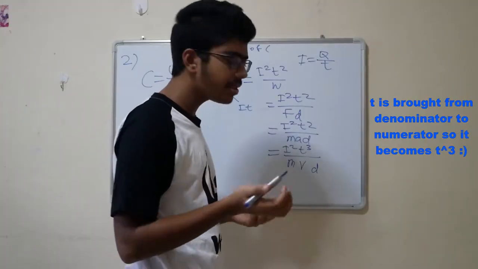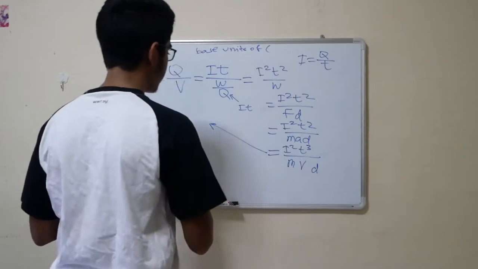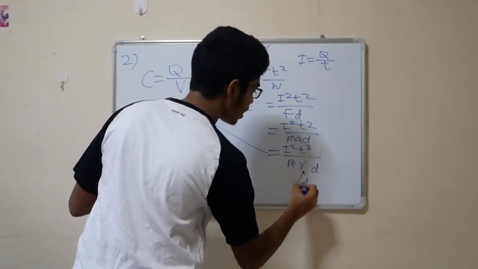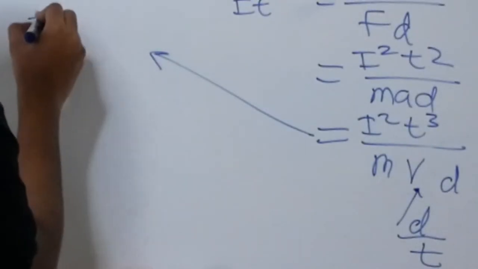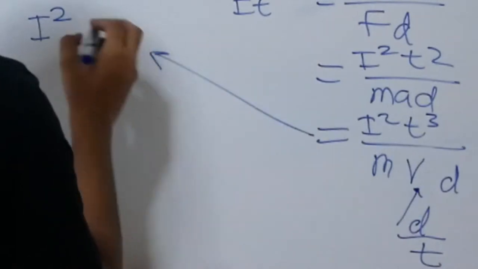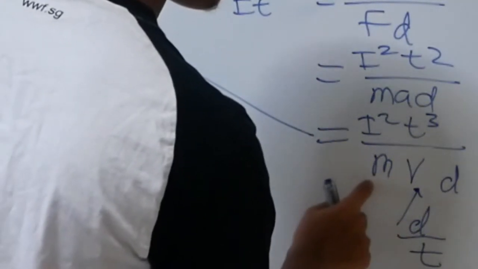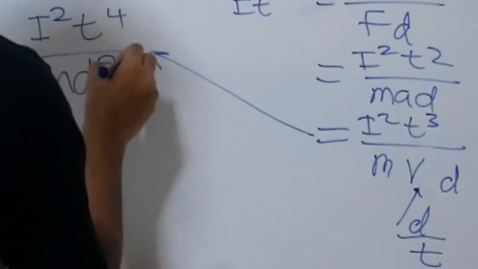Now, is velocity a base unit? No, it is not. Let's continue from here. Velocity is distance over time. Correct? Velocity is distance over time. Let's rearrange everything and get our final form. I squared, we bring this over, T to the fourth divided by MD squared. Correct? Am I right?